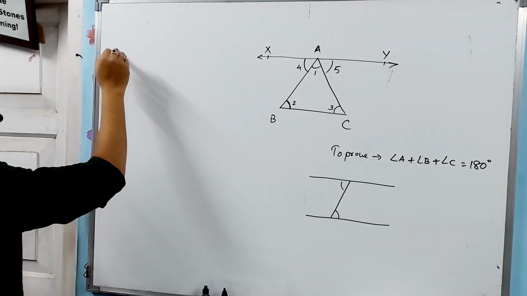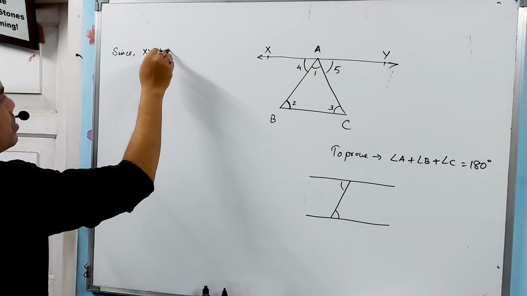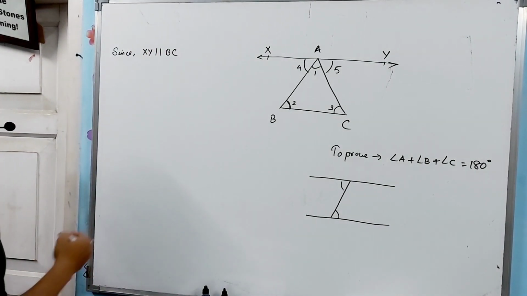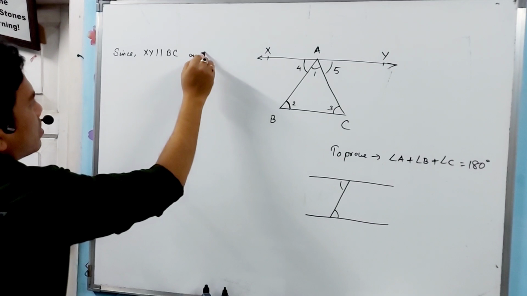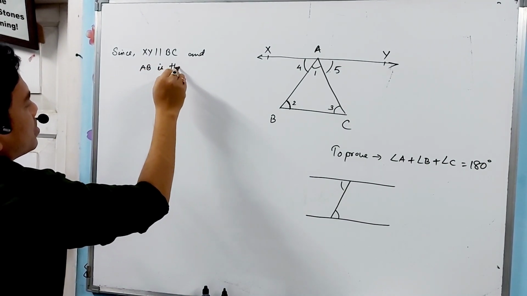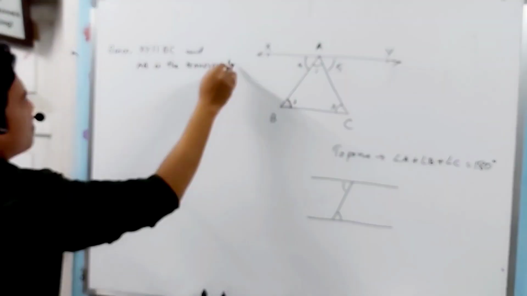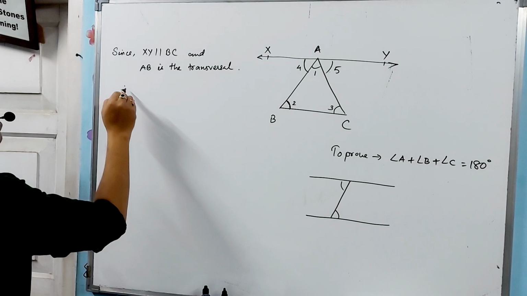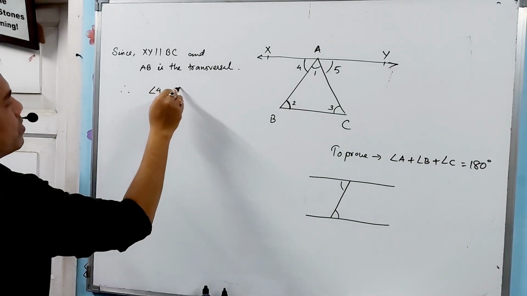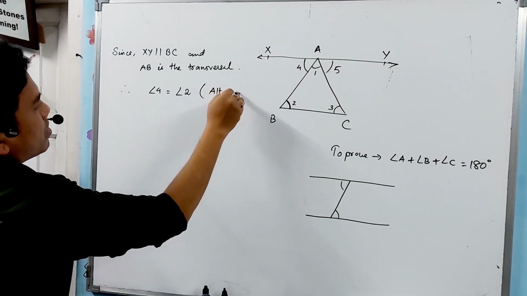Here we have to write: since XY is parallel to BC and AB is the transversal, therefore angle 4 will be equal to angle 2. Why? Because they are alternate interior angles.